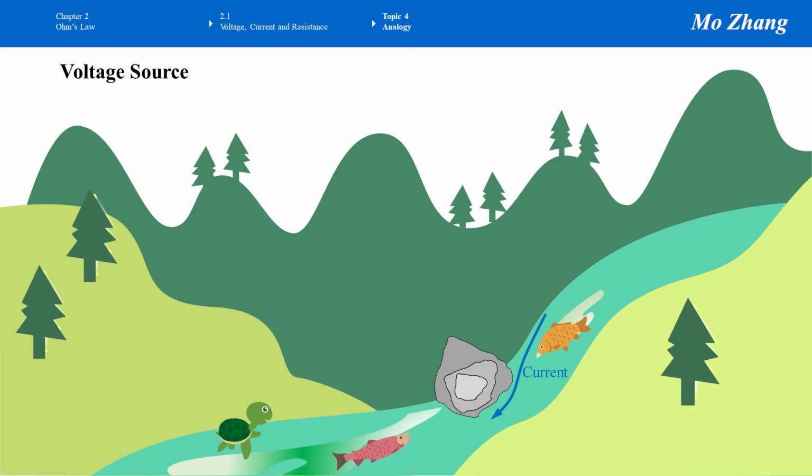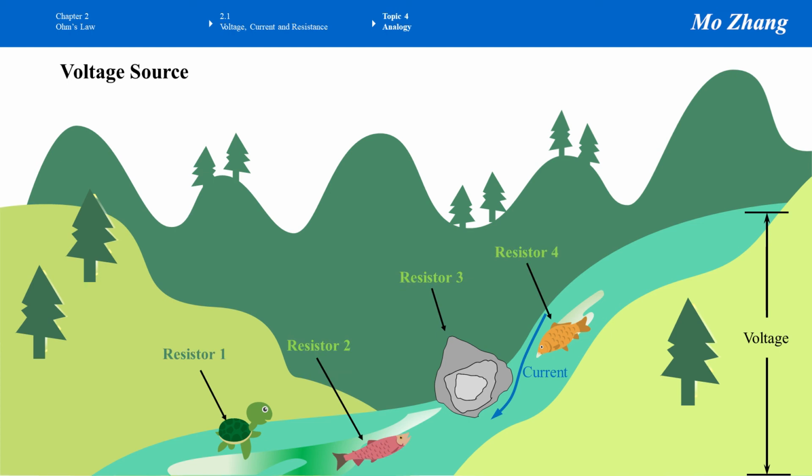This water is like the electric current. The cause for this current flow is the height of the mountain. The rocks, fish, turtle, and other things inside the river all resist the current from flowing faster. So these are the resistors.